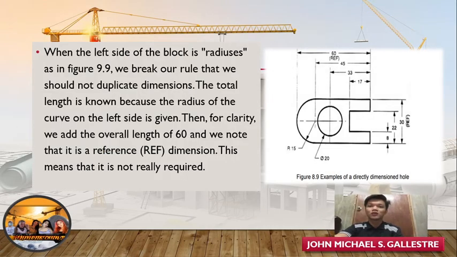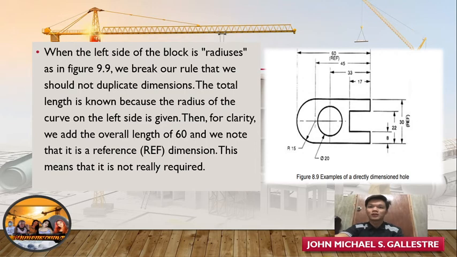The left side of the block is radiused. As in figure 9.9, we break our rule that we should not duplicate dimensions. The total length is known because the radius of the curve on the left side is given. Then, for clarity, we add the overall length of 60 and we note that it is a reference dimension. This means that it is not really required.